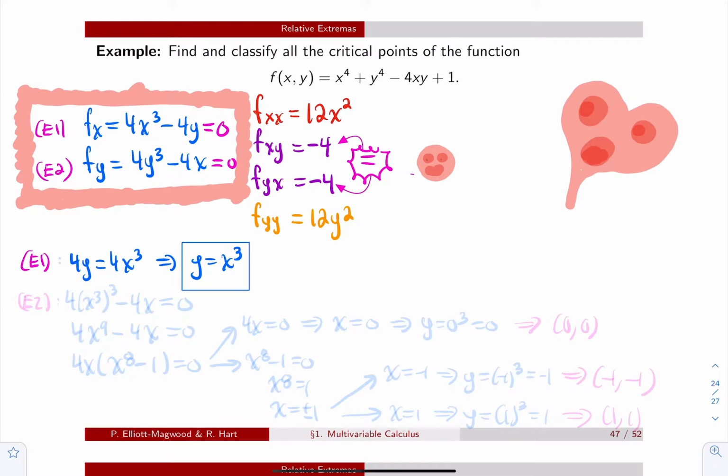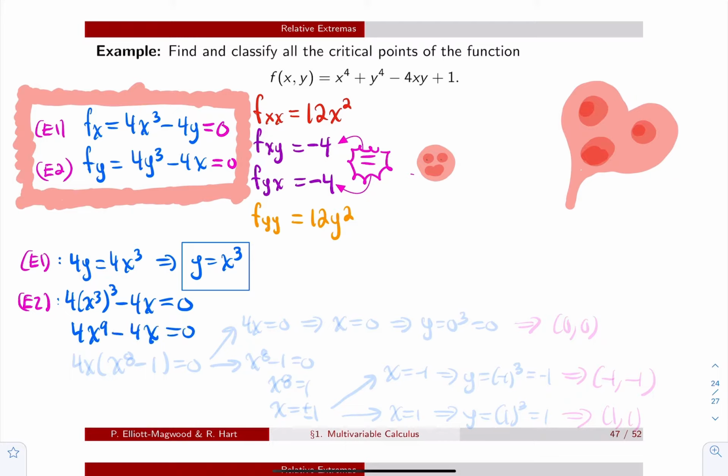So now if you look at the second equation now becomes the following. So I have 4y cubed, but now I know that y is x cubed. So I get 4 times x cubed, now cubed, minus 4x is equal to 0. So if you go x cubed cubed, you need to multiply the exponents. So you get 4x^9 minus 4x is equal to 0.